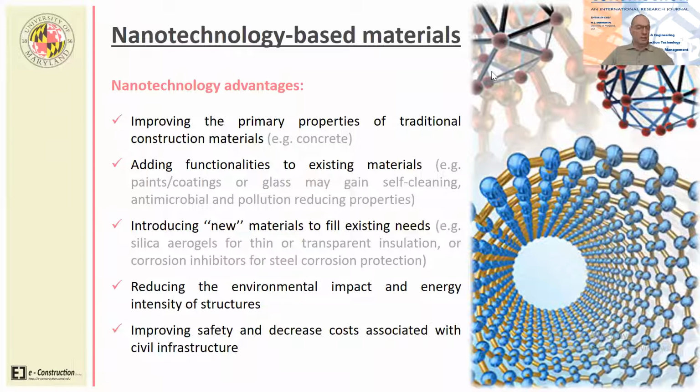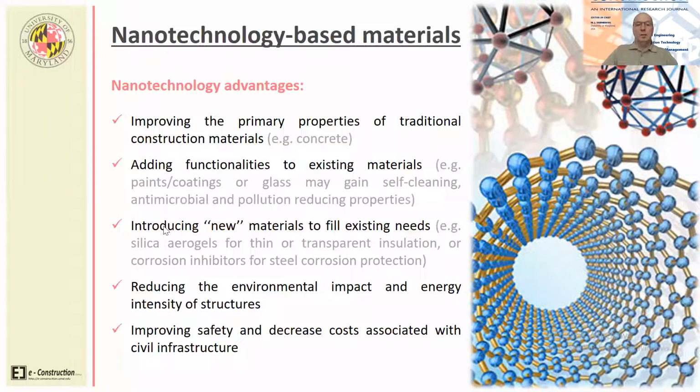All right. Just briefly to talk about nanotechnology-based materials. I already mentioned that nanotechnology allows us to improve primary properties of traditional construction materials. I talked about nano coatings for glass, but also additives, concrete additives. It can also add functionalities to existing materials. So paints and coatings or glass may gain self-cleaning, also antimicrobial and pollution reducing properties as well, which is a great deal with respect to these materials.